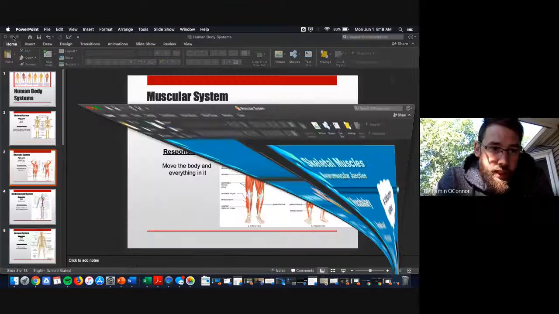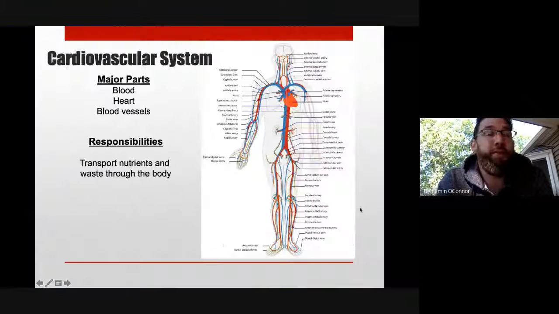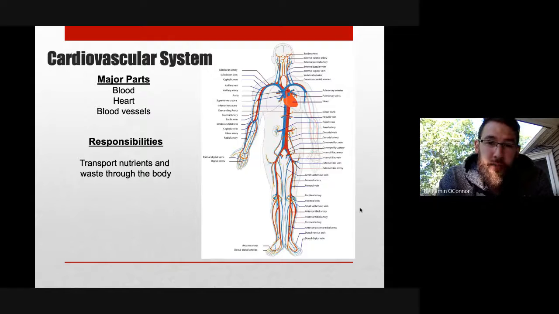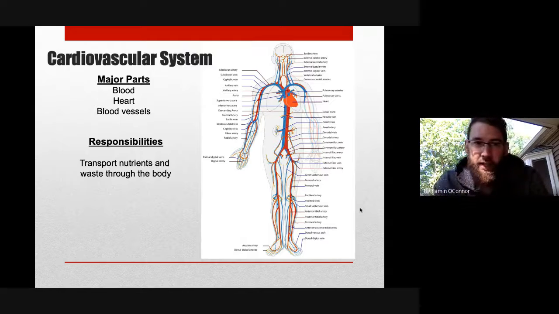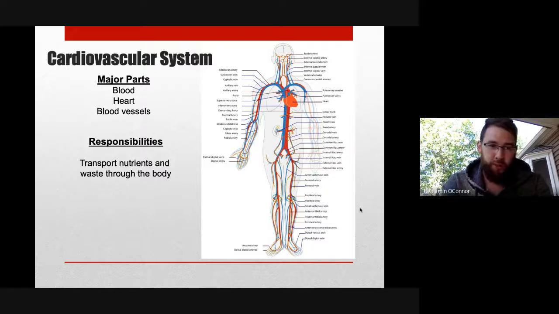So hopping PowerPoints, we are now at the cardiovascular system. This is also called the circulatory system because it circulates a lot of nutrients around the body, right? So major parts, blood. We all know what blood is, and hopefully you haven't seen it anytime soon. Hopefully no one's seen any large amounts of blood, but we all know it's there.